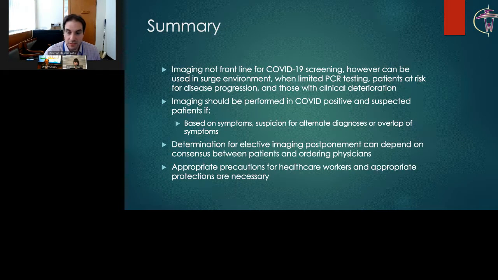So in summary, imaging is not the front line for COVID-19 screening. However, it can be used in a surge environment when there is limited PCR testing, in patients at risk for disease progression, and those with clinical deterioration. Imaging should be performed in COVID positive and suspected patients based on symptoms, suspicion for alternative diagnoses, or overlap of symptoms, and determination for elective imaging postponement can depend on consensus between patients and ordering physicians. Appropriate precautions for healthcare workers are necessary in addition to protections for patients.